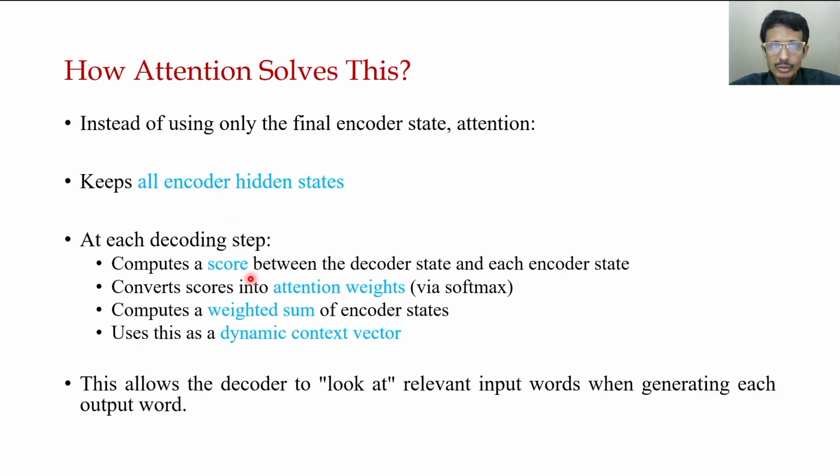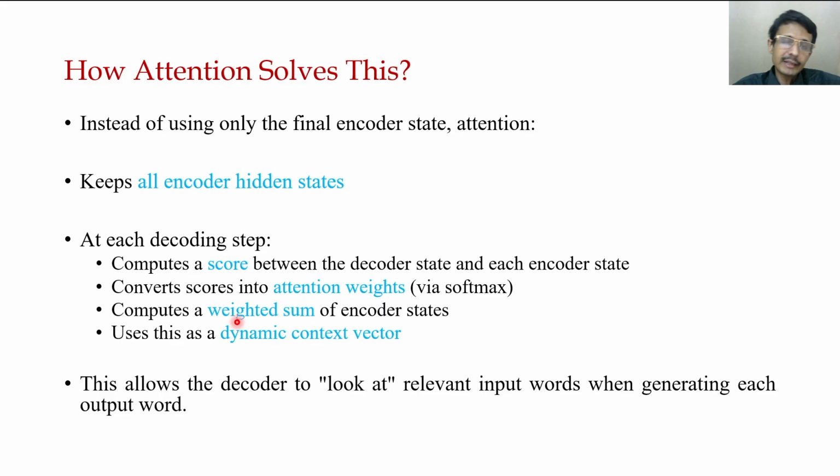Okay, the same thing. So there's the concept of scoring, and this score we will see later based on this attention weight. Essentially, we convert this score into attention weight by this operator, compute the weighted sum of the encoded states, and use this as a dynamic context. So this allows the decoder to look at relevant input words, which input words are important, when generating each output word. So that is essentially important.